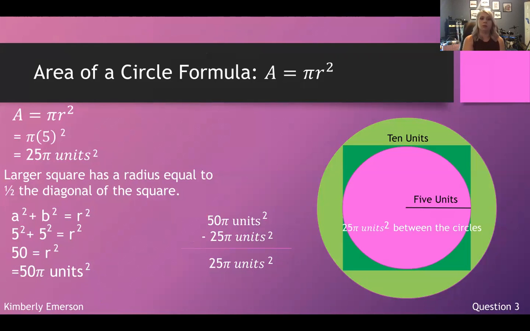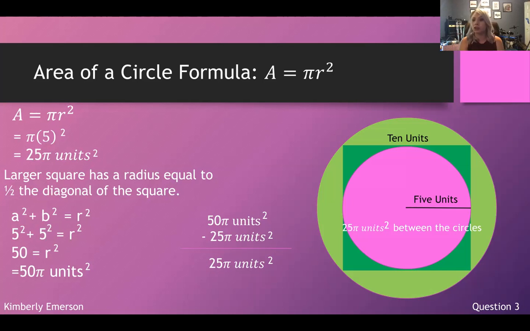So A would equal pi radius squared. We're looking for the smaller circle first, so let's look. We would have pi times 5 squared, which would give us 25 pi units squared.